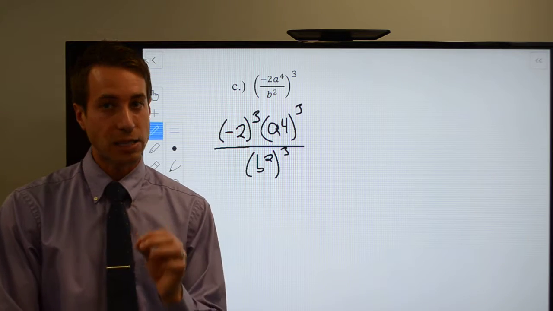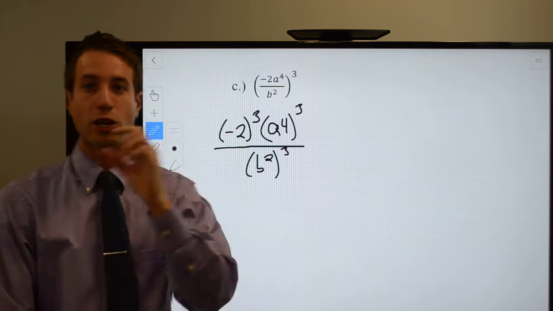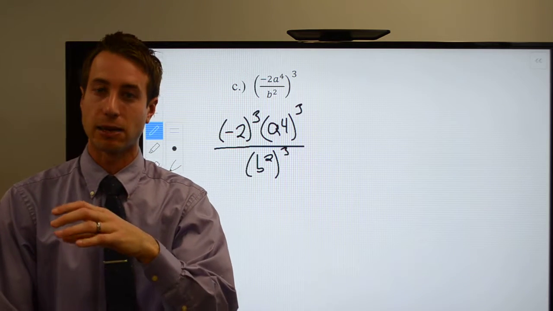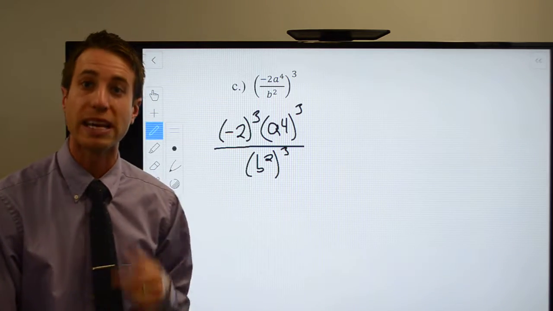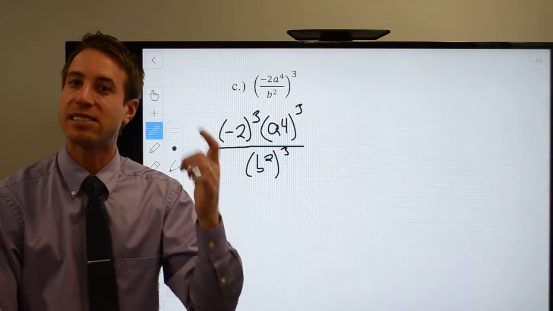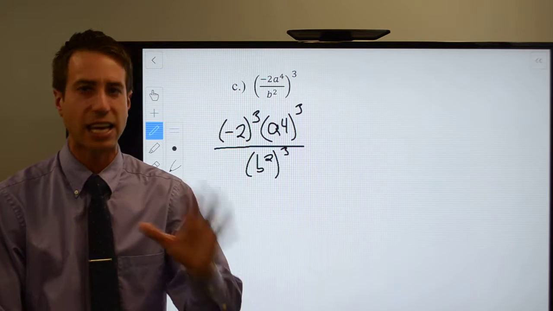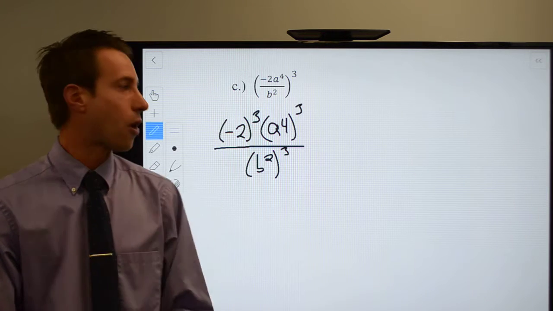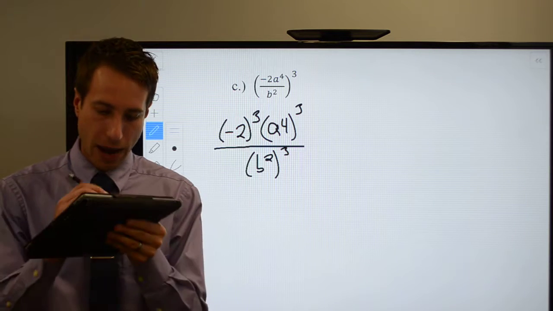But what a lot of kids forget to do is they forget this one right here. That coefficient, that constant, right? You forget to raise the constant to the exponent as well. That negative 2 also needs to get raised to the third power. So now that you know that's a fairly common mistake, just make sure you watch out for it. Don't fall into that trap. You'll be just fine. Negative 2 raised to the third power is negative 8.